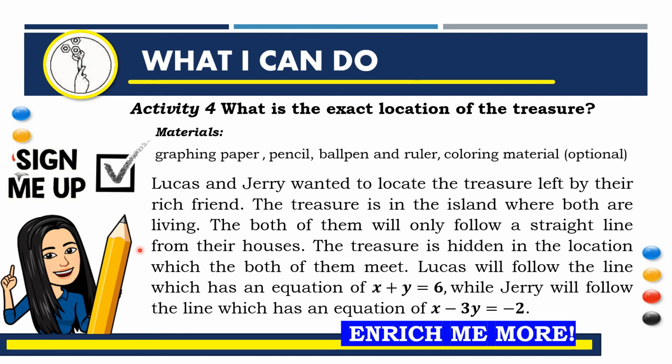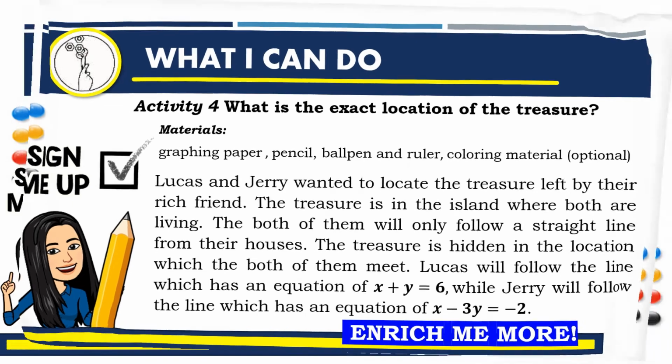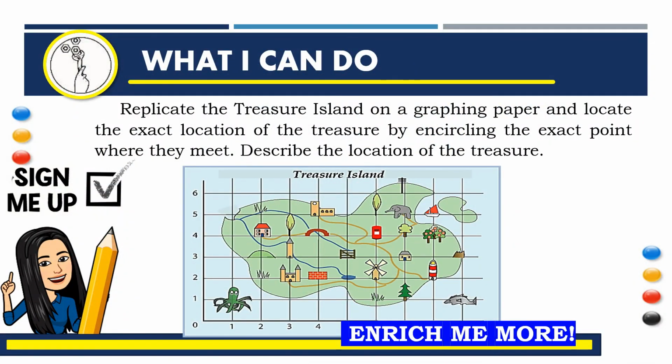Lucas will follow the line which has an equation of x plus y is equal to 6, while Jerry will follow the line which has an equation of x minus 3y is equal to negative 2. Replicate the treasure island on the graphing paper and locate the exact location of the treasure by encircling the exact point where they meet. Describe the location of the treasure. So this is the treasure island. So break a leg in this performance task of yours, everyone.